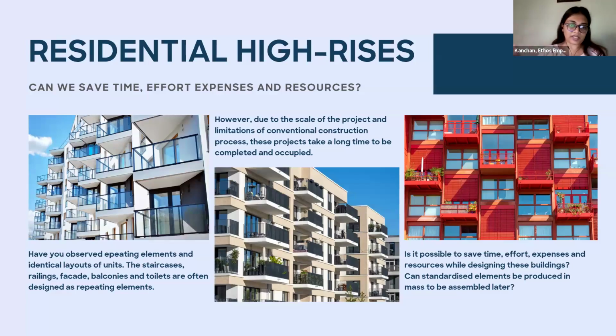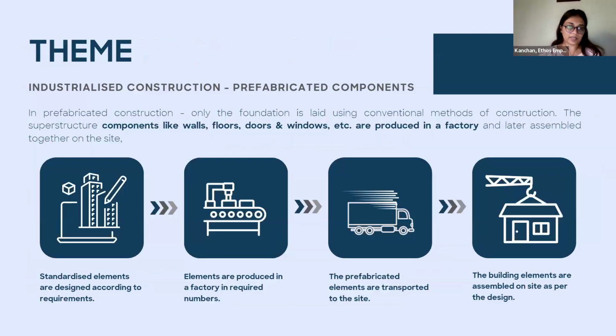Due to the scale of the project and the limitations of the conventional construction process, these high-rise buildings take a long time to be completed and occupied. But how can we save time, effort, expenses, and resources while designing these buildings? How can we standardize elements like balconies, railings, washrooms, doors and windows, and even walls? How can we standardize them and maybe mass produce them to assemble later? That's where industrialized construction comes in.